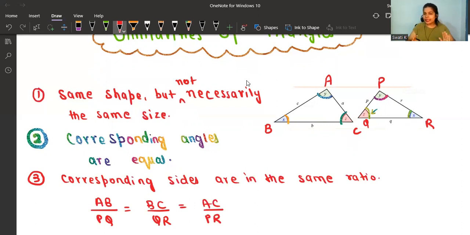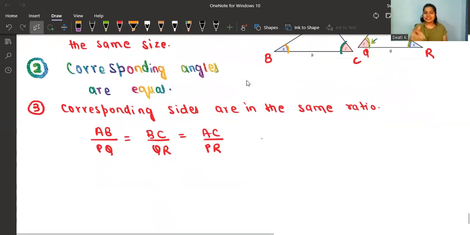Here, for the similarity, try to understand the difference between the corresponding sides being in the same ratio and the sides being equal. These are two different things, all right? So here the corresponding sides are in the same ratio. So these are basically the three conditions which tell us that both the triangles are similar.